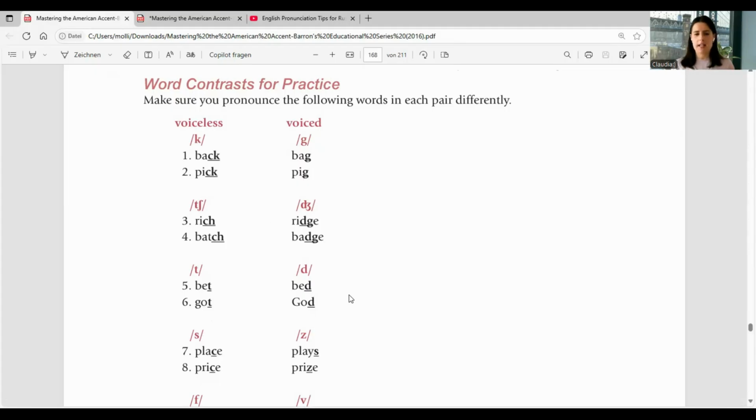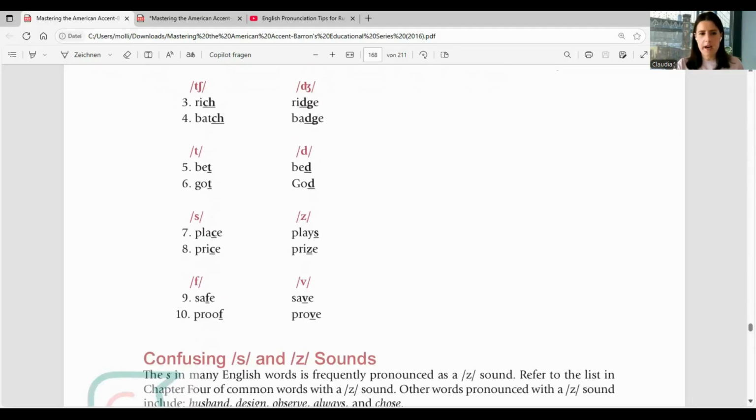And this is actually the crux of the problem. We take our own language rules, that we devoice final voiced consonants, and impose them upon English. And that gives you that characteristic German accent. So let's wrap up the final pairs. When you see S, voiceless, like a snake's, versus Z, again with the vibration of the vocal cords. Place versus plays.